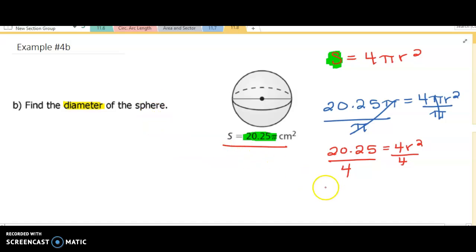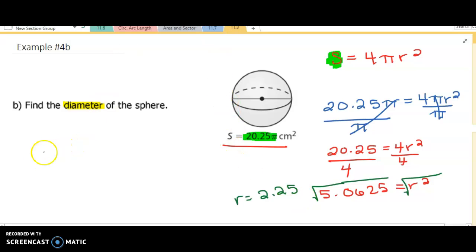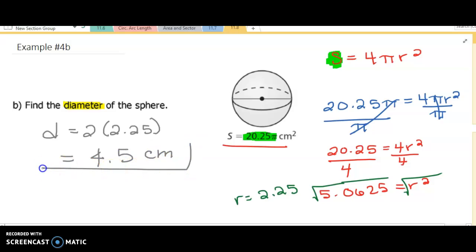I get 5.0625 equals r squared. To undo a square, we take the square root, which gives me my radius, 2.25. Okay, if my radius is 2.25, my diameter has to be 2 times that. So my diameter has to be 4.5, and that would be centimeters.